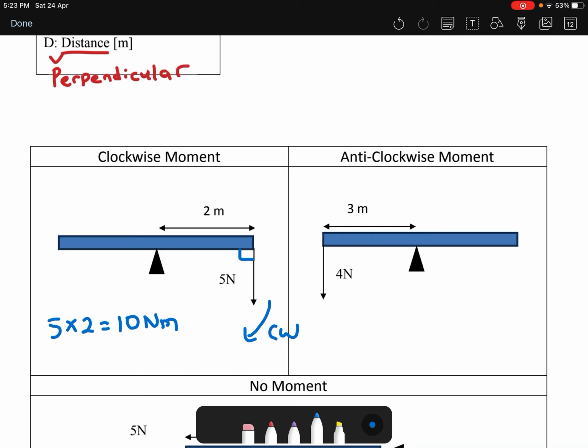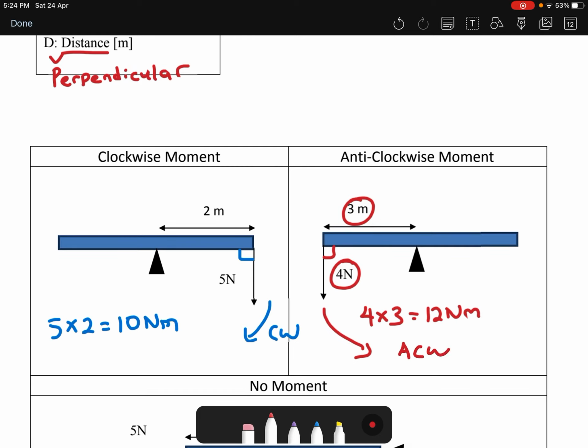Second diagram, we have a 4 Newton force and a 6 meter balance beam. So the pivot is exactly at the center. So the moment is 4 multiplied by 3, and there's a perpendicular distance, right? So 4 multiplied by 3, you get 12 Newton meter. And if you look at the rotation, the direction of rotation about the pivot is in this direction, right? So this is anti-clockwise direction.